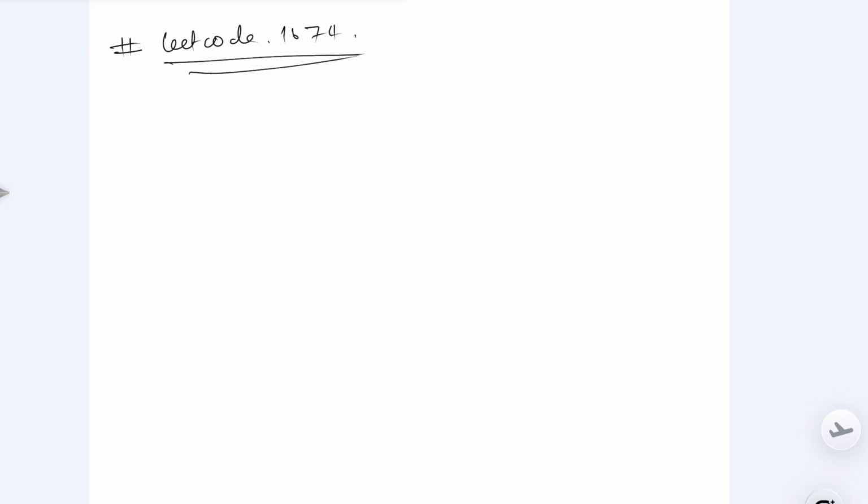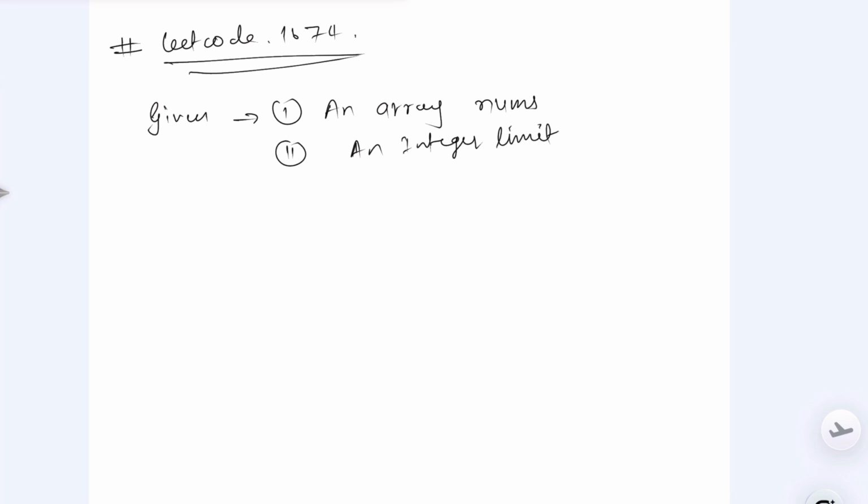Basically, I told you that this problem gives us two things. The very first thing we are given is an array, which is called nums. And another thing we are given is an integer, which is limit. Two things we have been given: nums and limit.